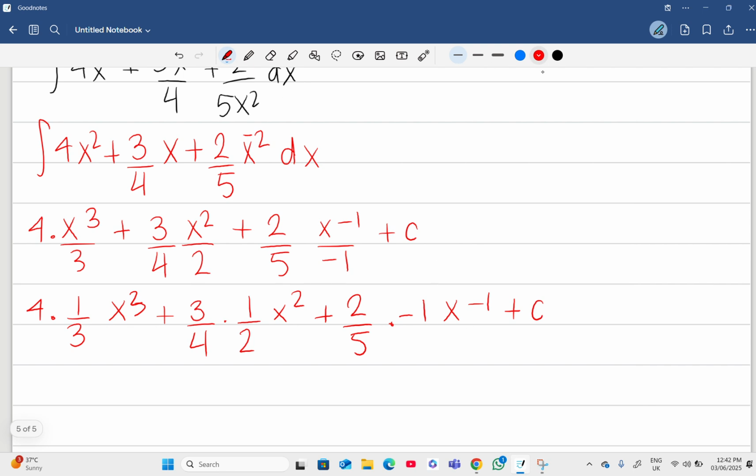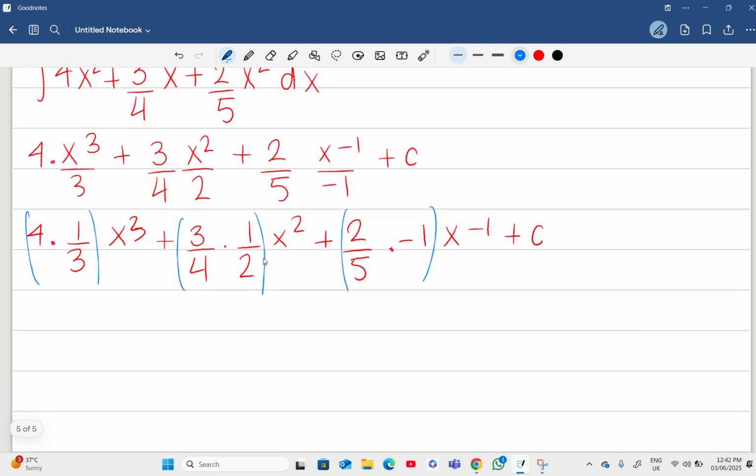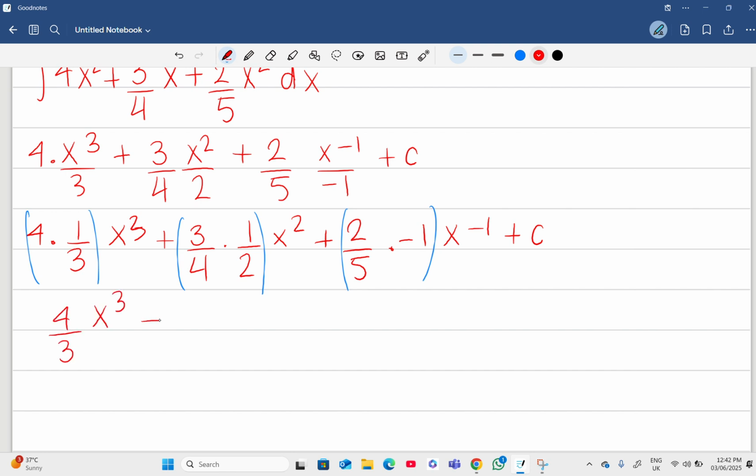Okay, now I'm gonna multiply these together: 4 times 1 over 3, 3 over 4 times 1 over 2, 2 over 5 times negative 1. I'm just gonna put the powers beside them so that I can simplify it as much as I can. So 4 times 1 over 3 gives me 4 over 3 x to the power of 3, plus 3 over 4 times 1 over 2 is 3 over 8 x squared, minus 2 over 5 times negative 1 is minus 2 over 5 x to the power of negative 1, plus c.